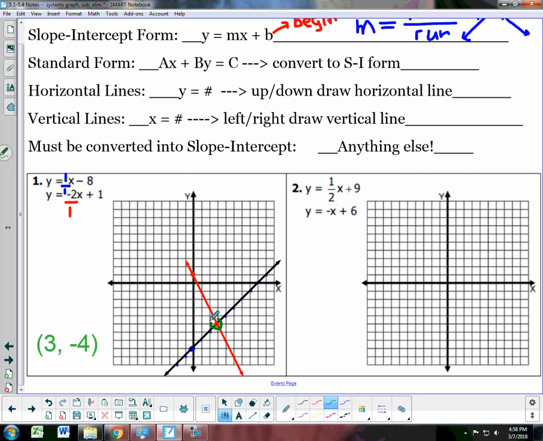And if you want, add a little, circle it. Hey, that's what it is. Okay, let's try another one.